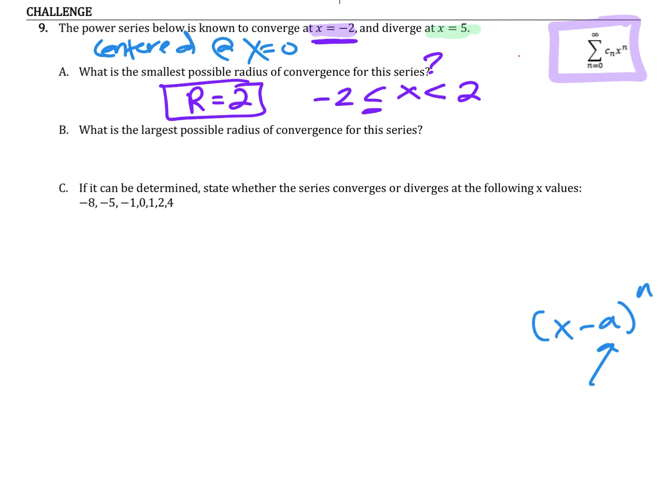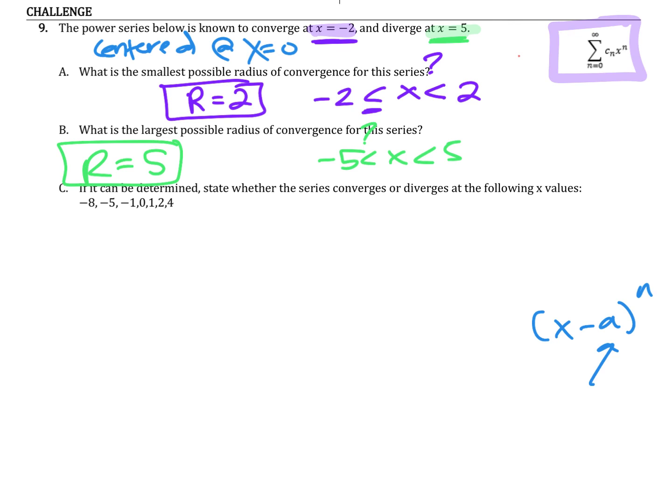The largest radius could be, we know it diverges at +5, but it could converge at -5, right? We know for sure that there is no or equal to here, but we don't know what's happening here. So the largest possible length it could be is 5, and that would only be if there was an or equal to symbol here. We can't conclude for sure that there's not, so the largest possible radius would be 5.